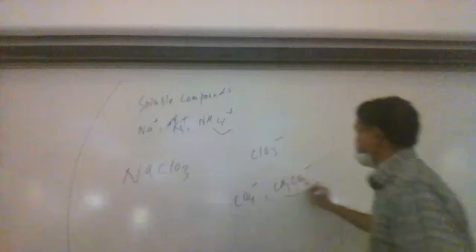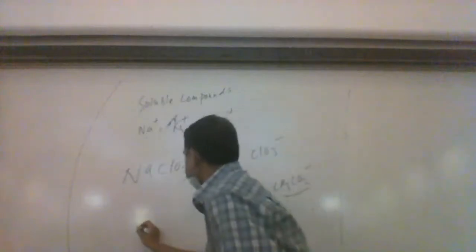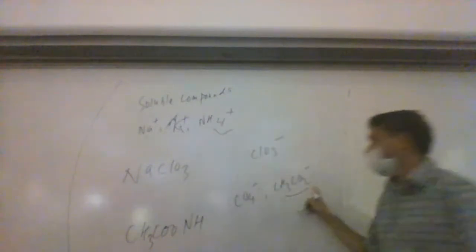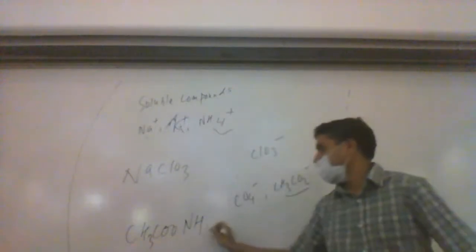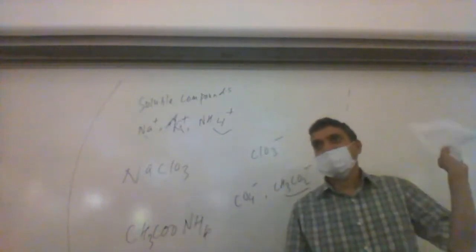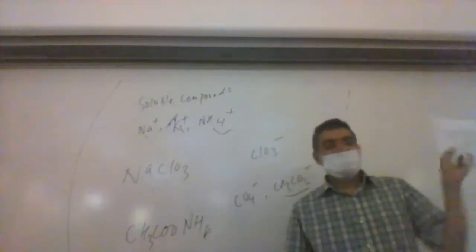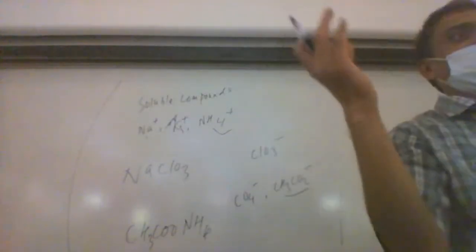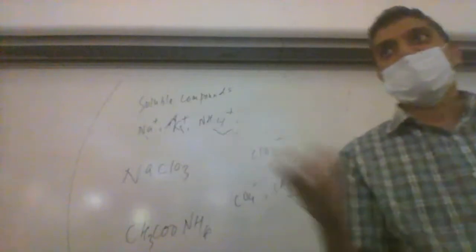You combine this ammonium with this one, so that becomes CH3COO, and NH4 comes to sit with this one. So this compound is also put in water, it dissolves 100%. That's what the first box is saying. Make sense? So combine any positive with any negative of that first box, and that compound immediately dissolves in water. That's what it is saying. Now let's go to the second box.